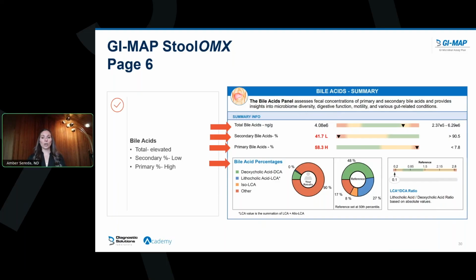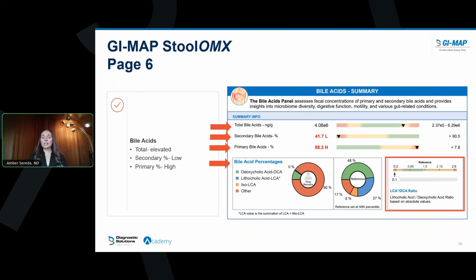I want to point out this donut chart that looks a little bit unique, and that's because the other category, or that red category, includes primary bile acids. And those are, we'll see in a minute, all elevated in this case. And so the primary bile acids are dominating over everything else. So that's why that donut chart, the patient results, looks pretty red here.